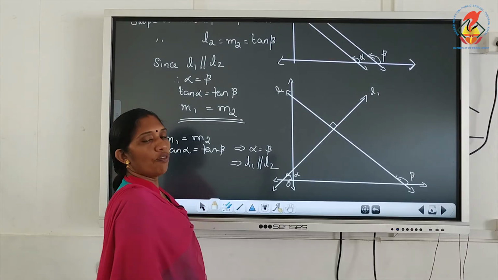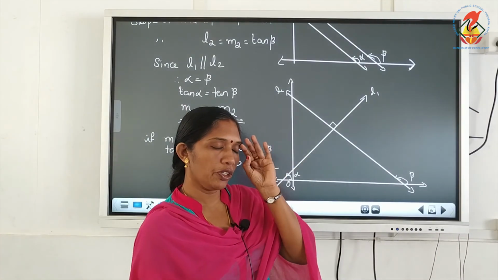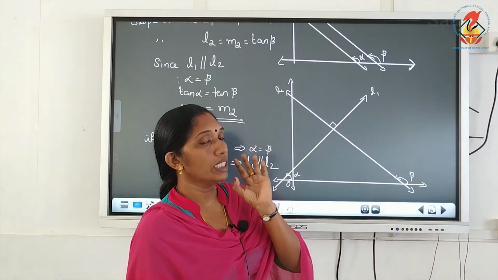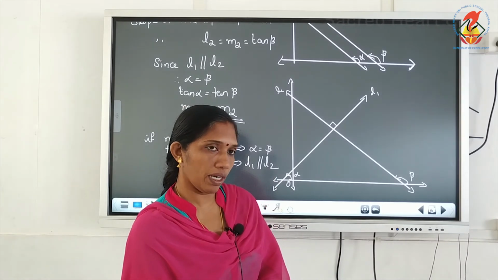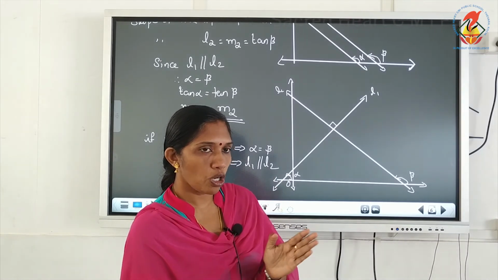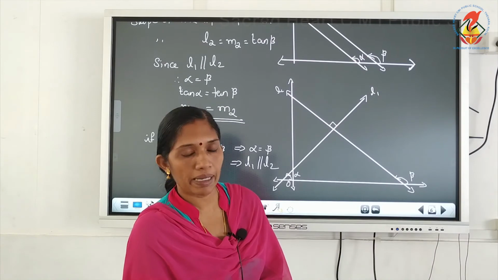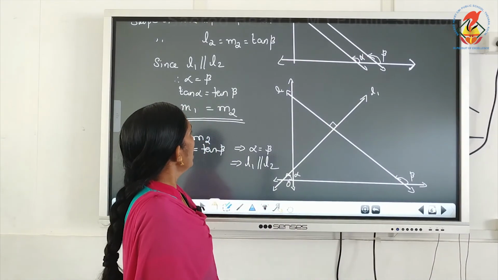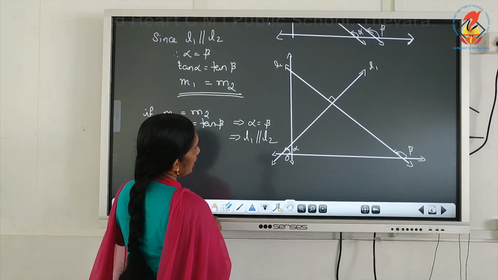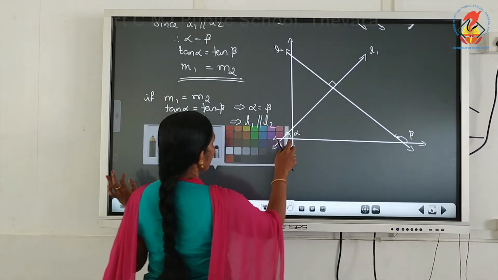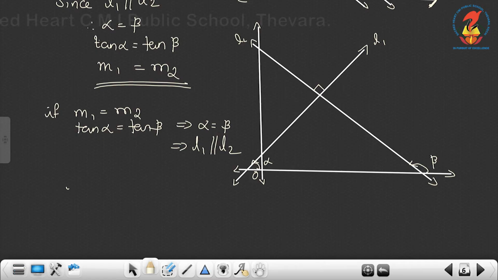Okay. So you have to keep in your mind only this much. When two lines are parallel, their slopes are equal. So two slopes are equal means the lines are parallel also. Now, the second is perpendicularity. So look at the second figure. The second figure is L1 is perpendicular to L2.